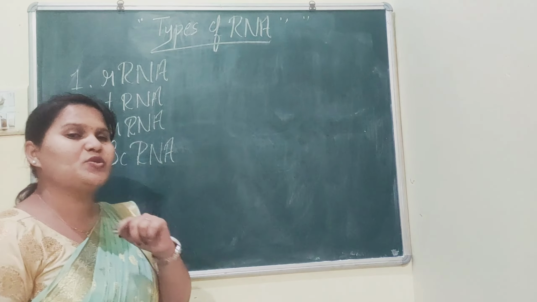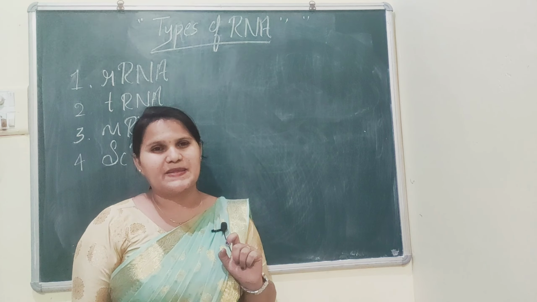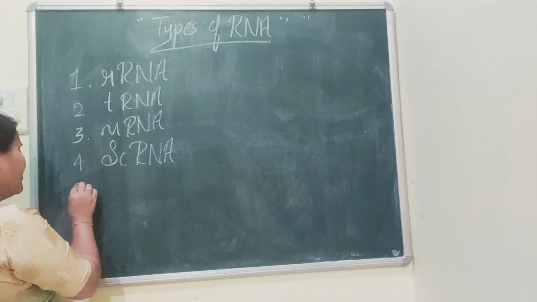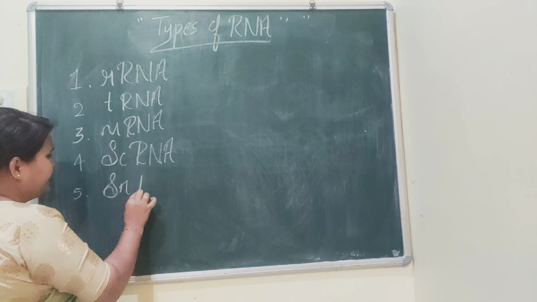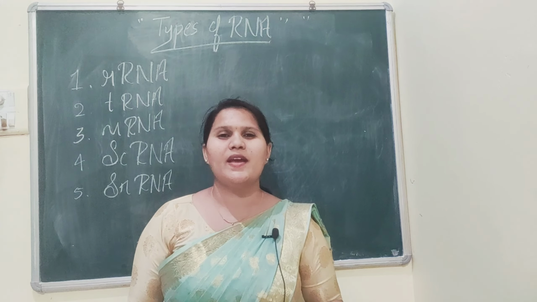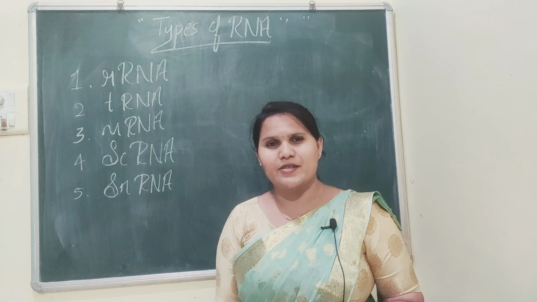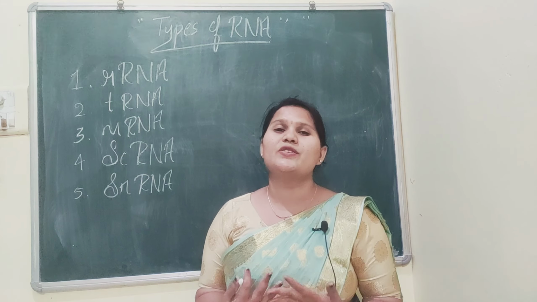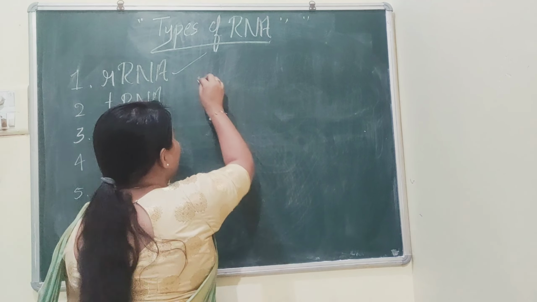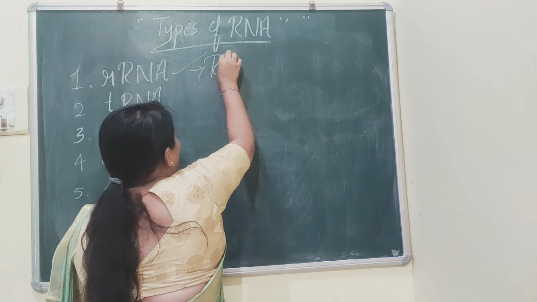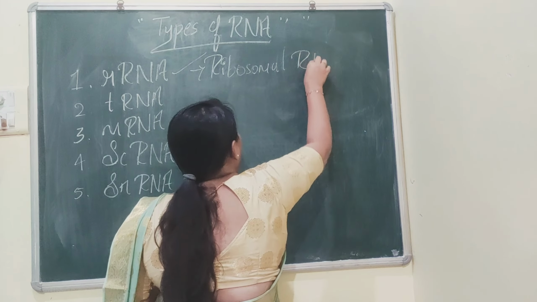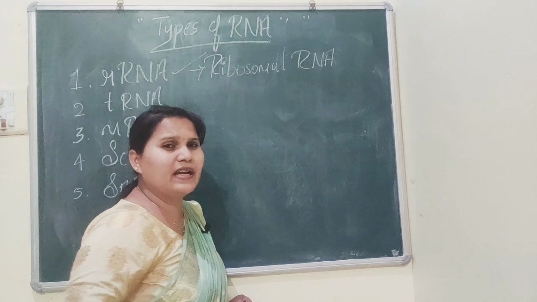scRNA stands for small cytoplasmic RNA, which helps in signal recognition, and one more is snRNA, where sn stands for small nuclear RNA, which is present in the nucleus. In this particular video we are just going to study one kind of RNA, that is rRNA, which stands for ribosomal RNA, that is ribosomal ribonucleic acid.